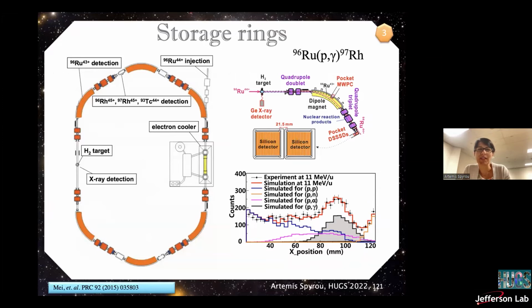A pretty cool idea that I like a lot, I've never worked with this, but I like it a lot, is to get the beam into a storage ring.